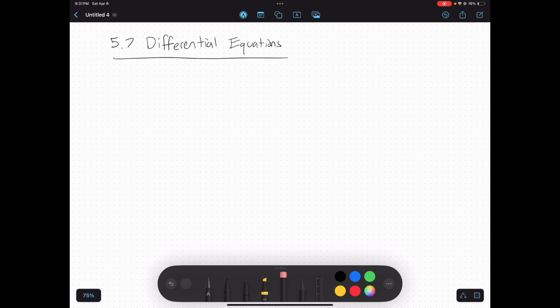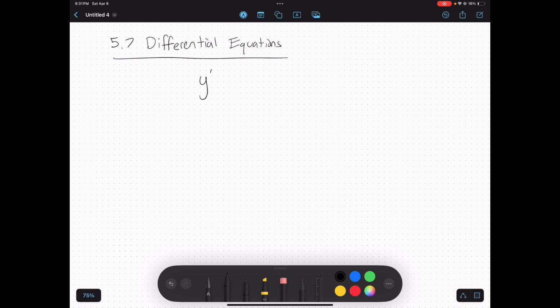In this last section of Chapter 5, we're going to talk about something called differential equations. Differential equations are equations where either the way they were discovered or just your ability to write them requires you to use three different variables. Differential equations are always written in terms of y, x, and the derivative of y.